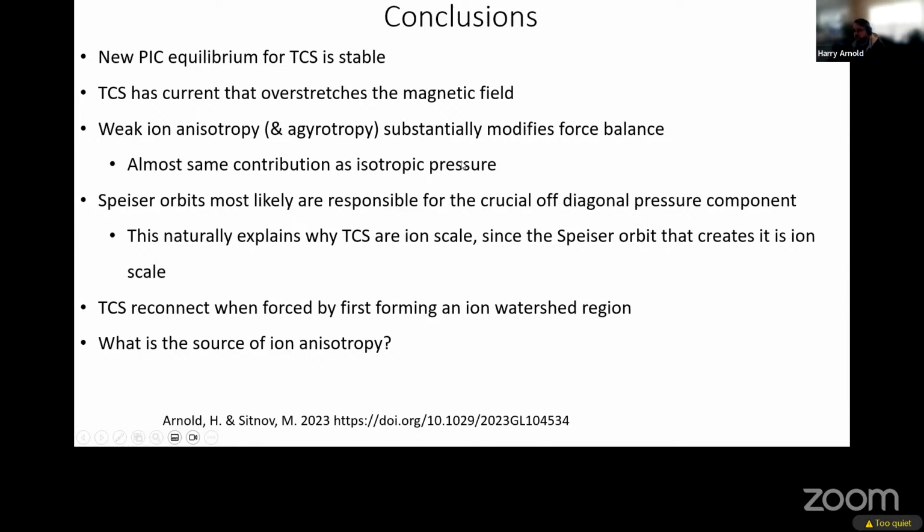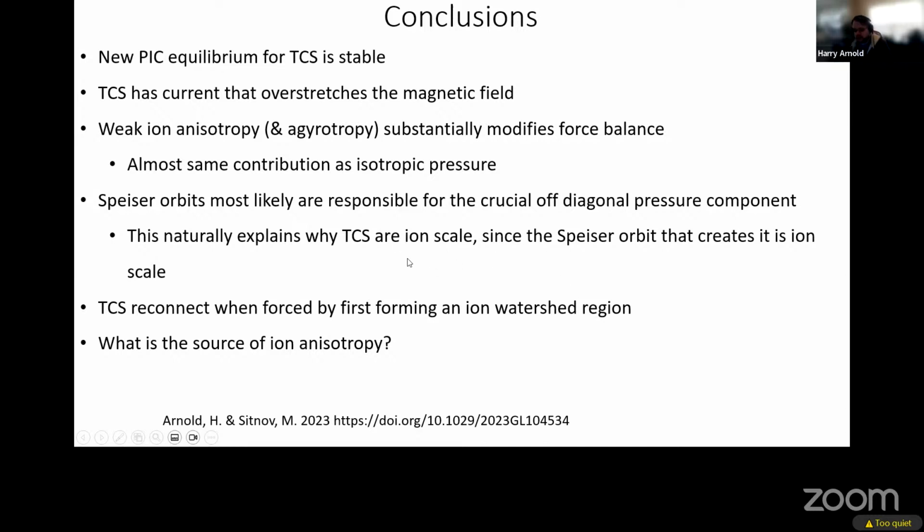As I showed, just as a reminder, 40% of our J cross B force is basically coming from these anisotropic ions, which are generated primarily by these Speiser orbiting ions, in particular the meandering ions. And because it's the Speiser ions that are responsible for this, it gives a natural explanation for why these thin current sheets are ion scale.